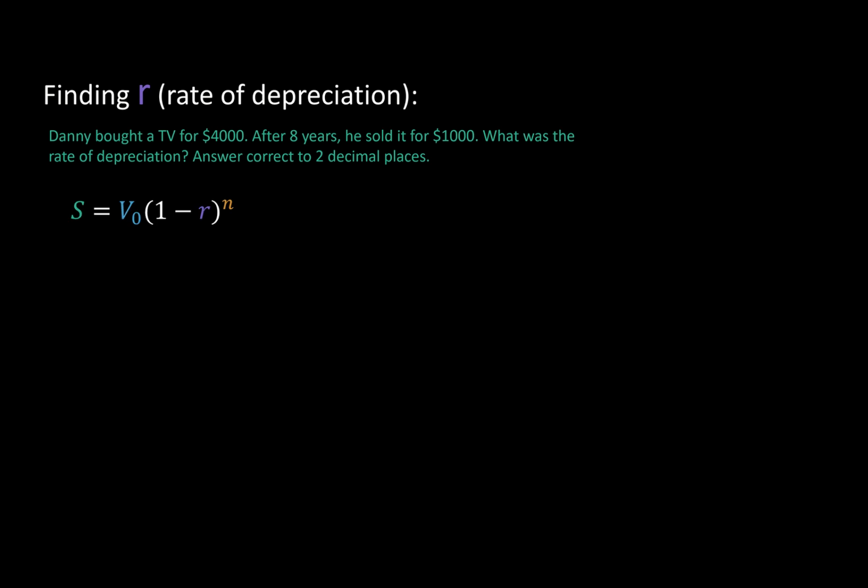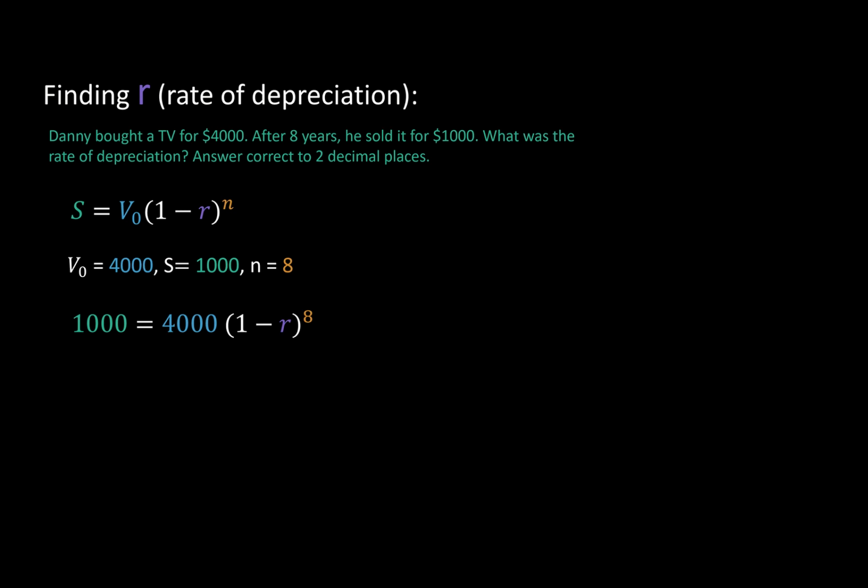We always just start with our formula. So S equals V sub 0 outside of 1 minus R to the power of N. We needed to find our variables. It's going to make it easier if we write them out like this before we start substituting. So V sub 0 is the original price, which we are told is $4,000. The selling price or the salvage price was $1,000. And the number of time periods was 8 because we had 8 years. So now we just need to substitute in and solve.